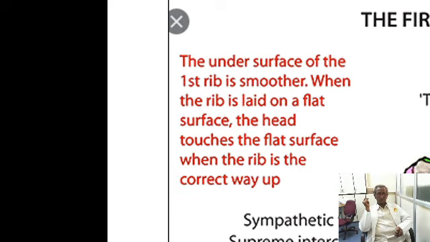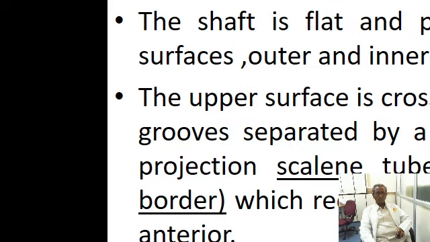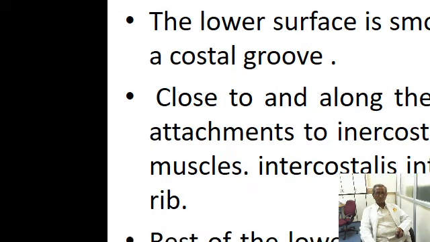The first rib is ossified by a primary center for the shaft and secondary centers, one for the head and two for the tubercle. One is the articular part and one is the non-articular part. That is more than sufficient.